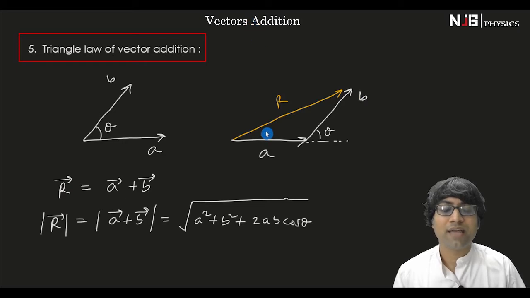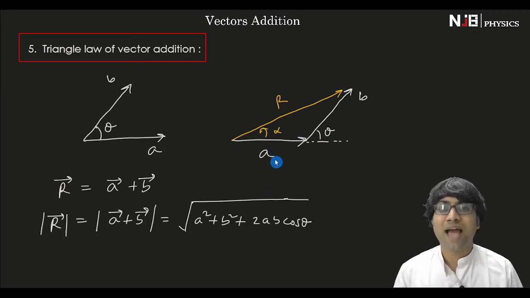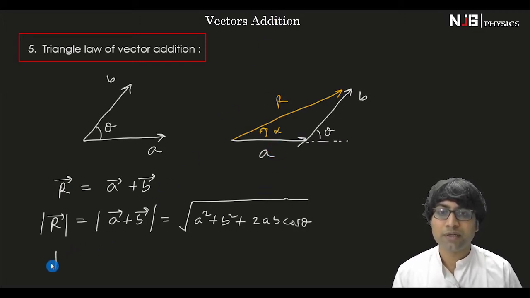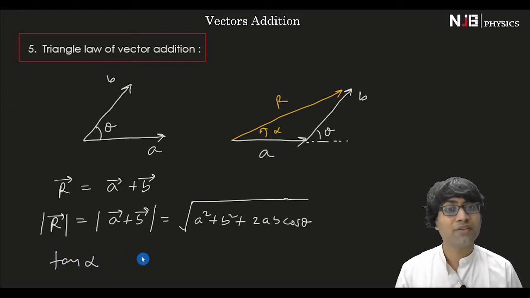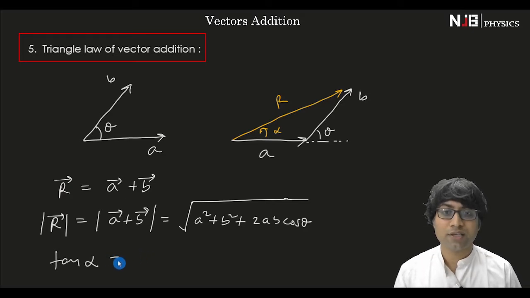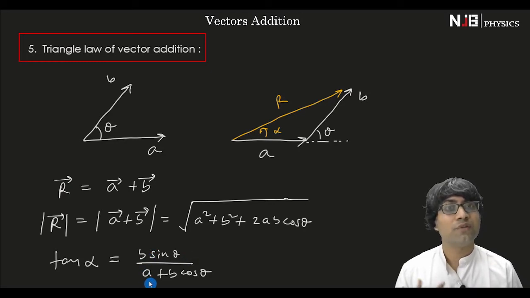So let's imagine that the angle made by this r vector with the first vector is alpha. This is a standard notation. So what will be this angle alpha? Well, the formula for this will be tan of alpha, where alpha is the angle made by the resultant vector with the first vector, is equal to b sin theta divided by a plus b cos theta. It is basically the magnitude of the second vector times sin theta upon the magnitude of the first vector plus the magnitude of the second vector times cos of the angle between the two vectors.